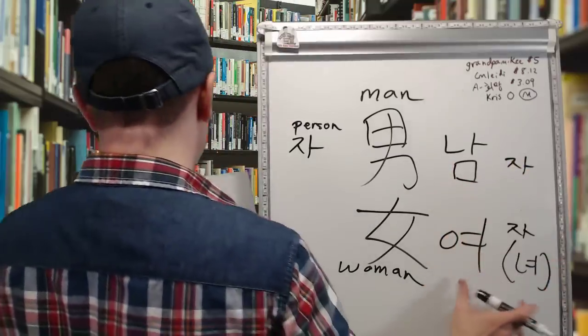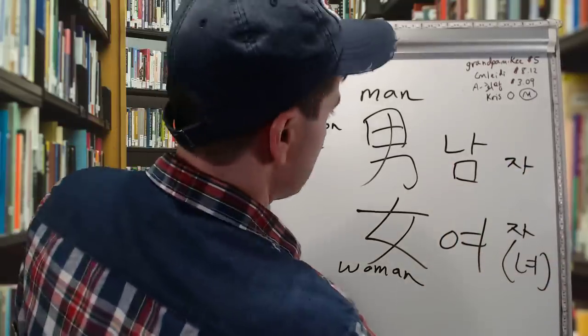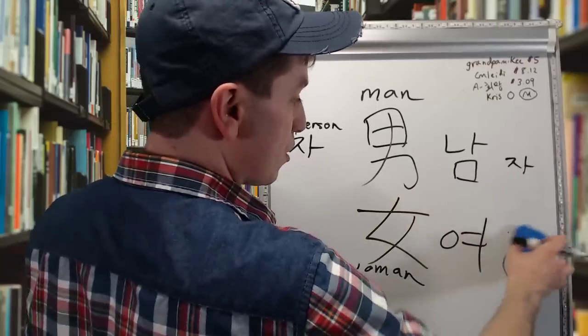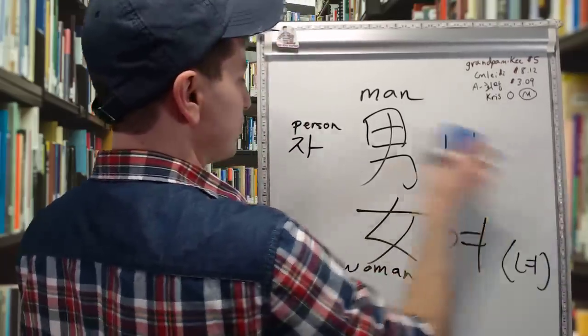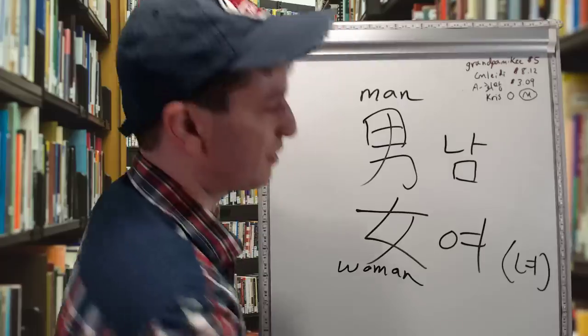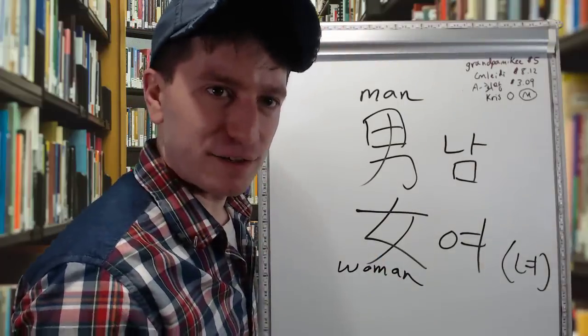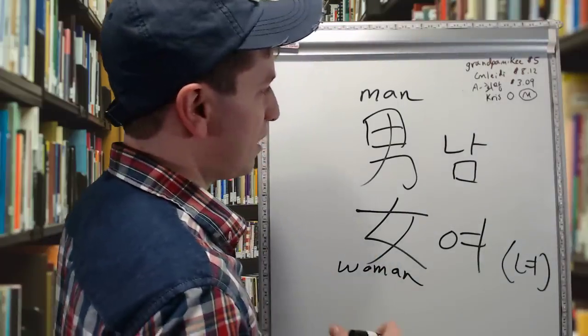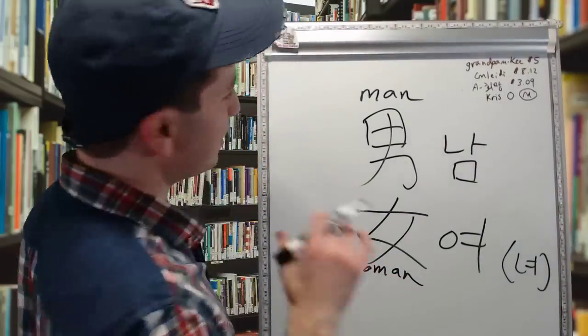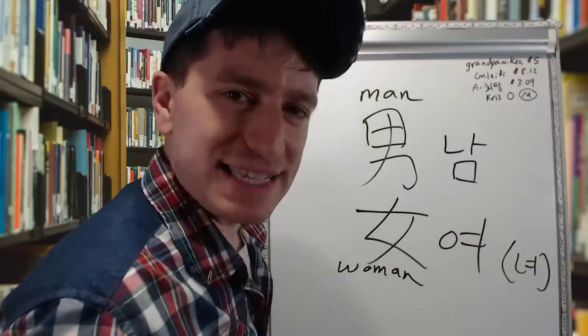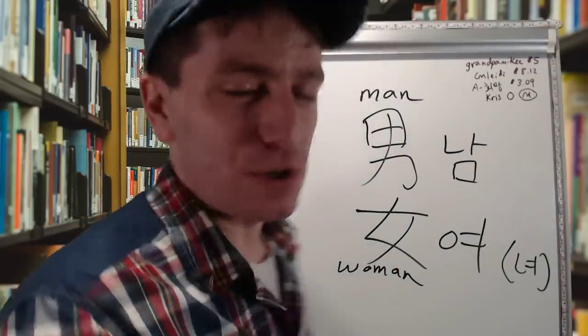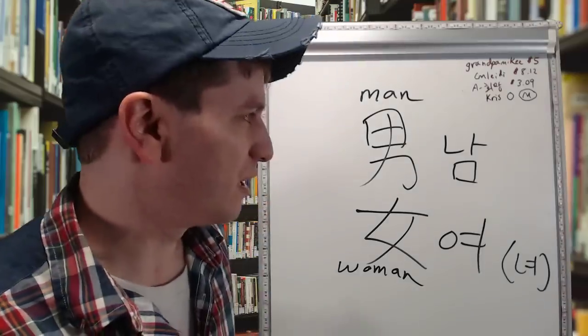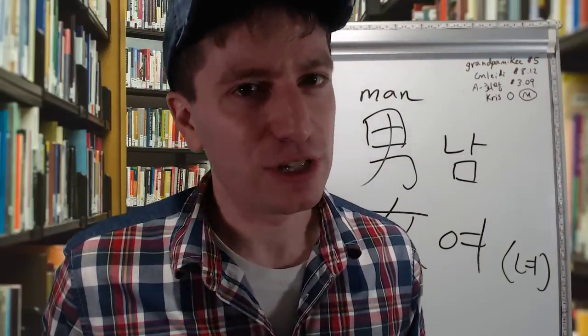Nam Jia, Yo Jia. Well, just Nam and Yo by themselves can also be used with other characters to mean a male or a female version of that. So I'm actually not even going to give you the word. How would I say in Korean, so I hope you don't already know this word, you probably don't, the word for a male student.